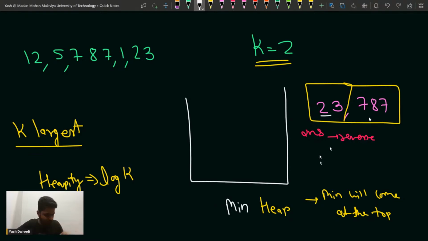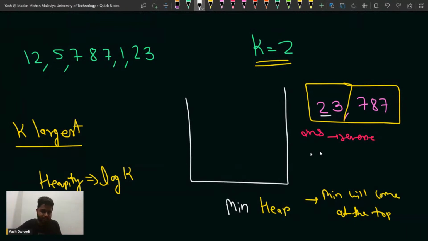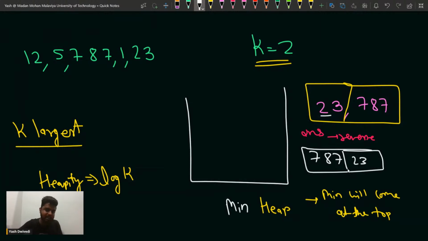So since I have to return in the opposite order, you can see that I have to return as per 787 and 23. So I have to reverse the array. So I will do 787 and then 23. Okay, is this clear to everyone? Please write yes in the chat.